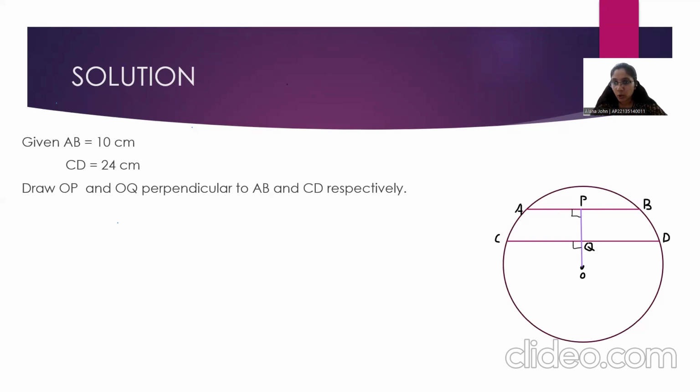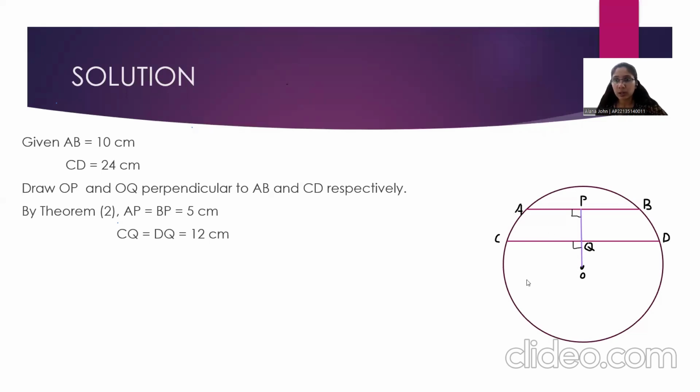Similarly, here OQ is the perpendicular drawn to the chord CD, right? So it also bisects the chord. The total length of the chord is 24 centimeters. So if you divide it into half, CQ and DQ will both be 12 centimeters. That is given here. By theorem, AP equal to BP equal to 5 centimeter, CQ equal to DQ equal to 12 centimeter. Clear?